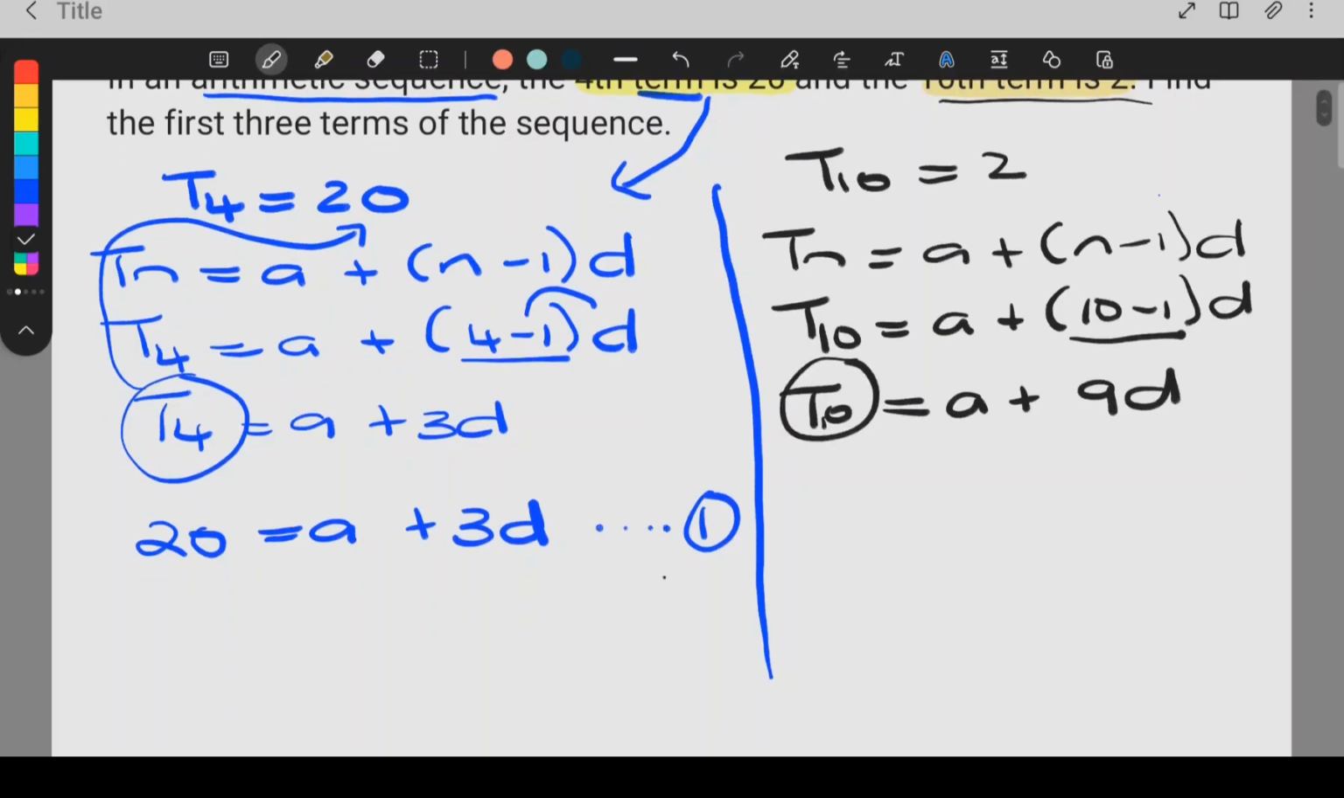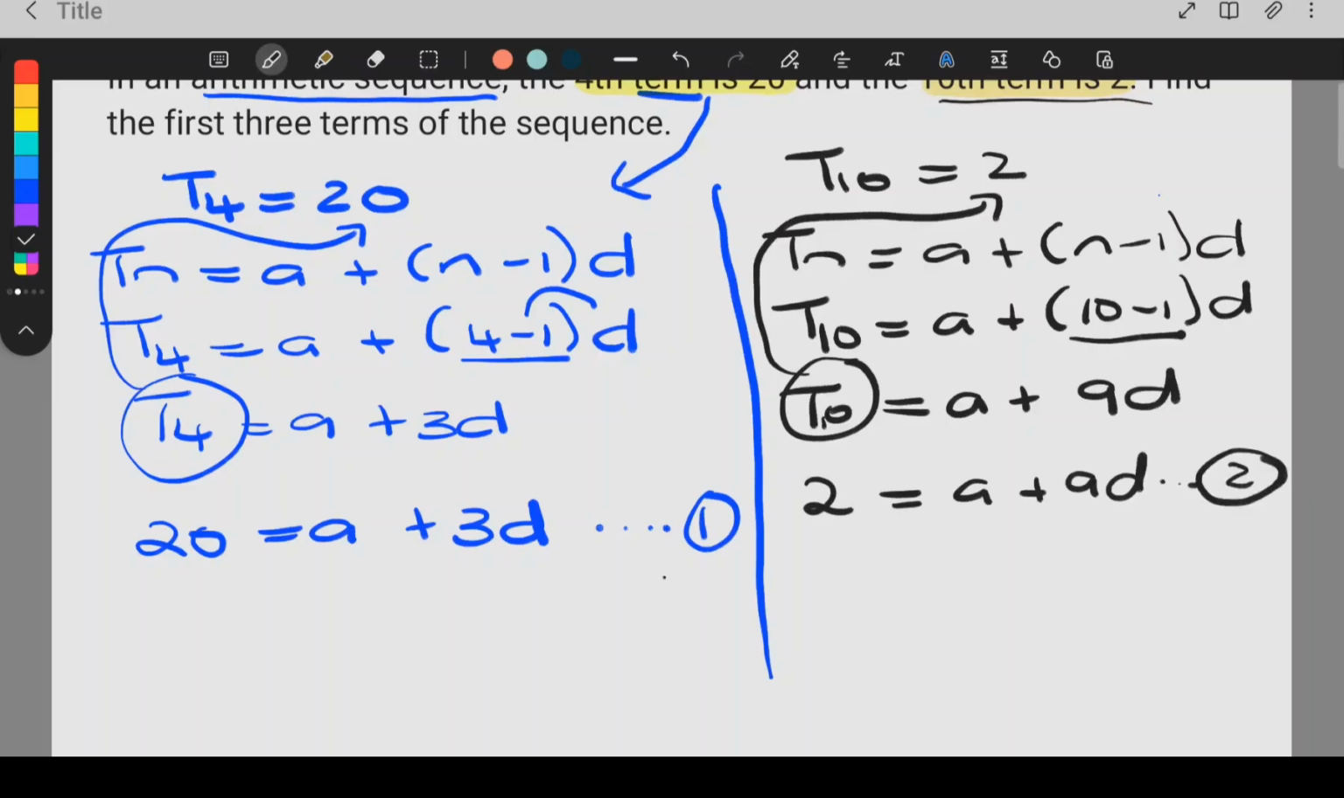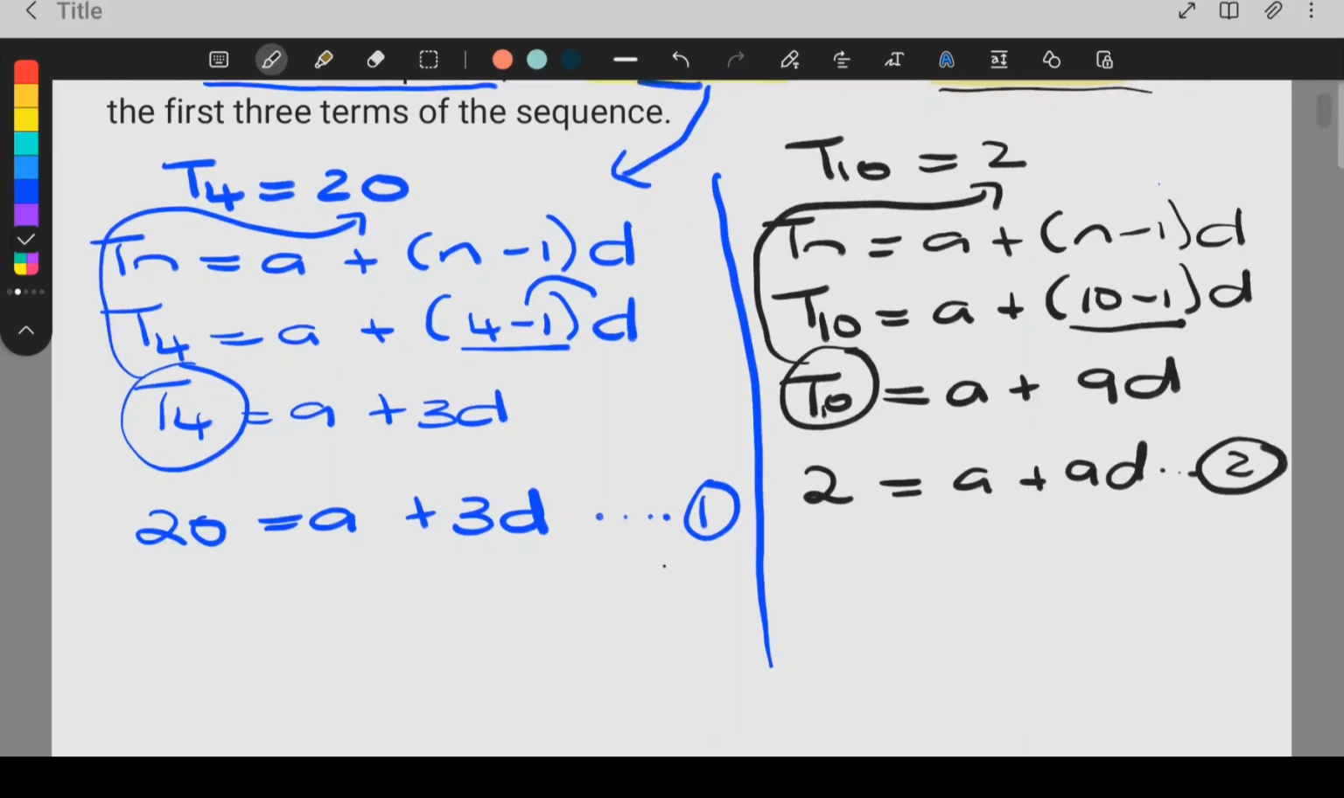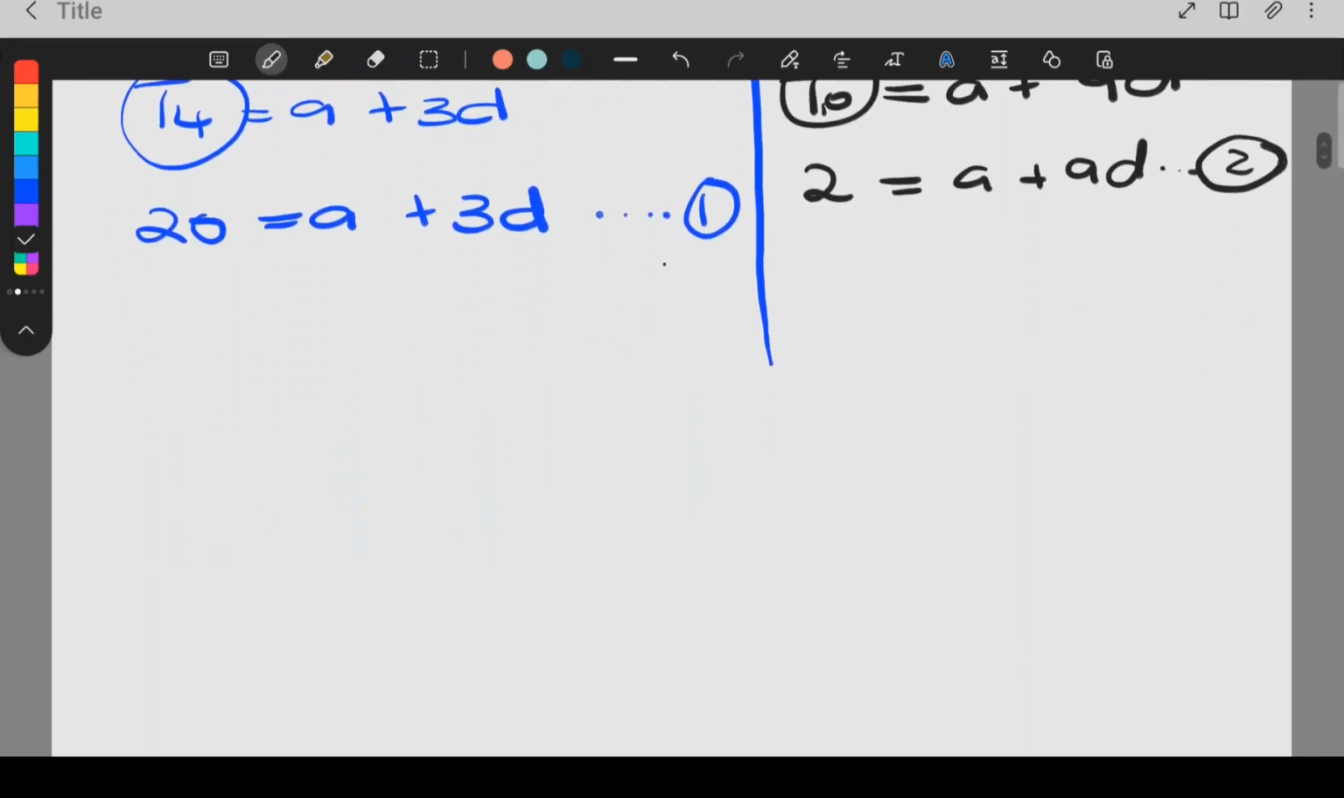And then T10 is actually equal to 2. So I replace T10 with 2, a plus 9d. And I call this equation number 2. There's nothing else I can do. So now I'm going to solve simultaneously.